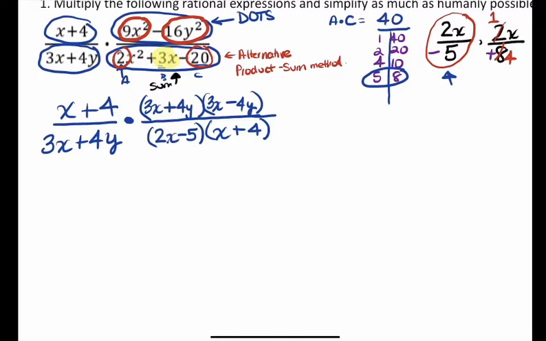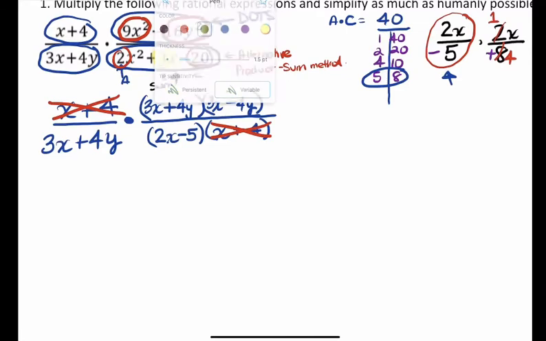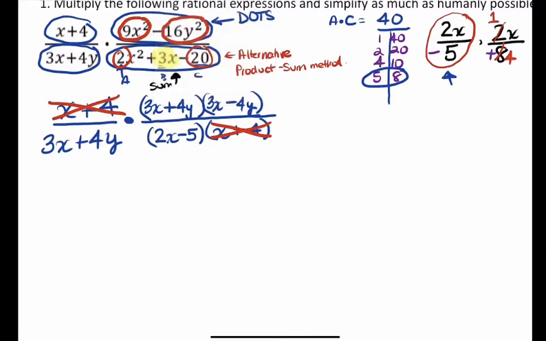And now what we're going to do is look for anything that can cancel out. Now I see an x plus 4 right here and right here. So those cancel each other out. So now it's just kind of a canceling out extravaganza here. I'm going to look for as much stuff that can cancel out. So this 3x plus 4 cancels out with this 3x plus 4. And at this point in the problem, I don't see anything else that can cancel out.